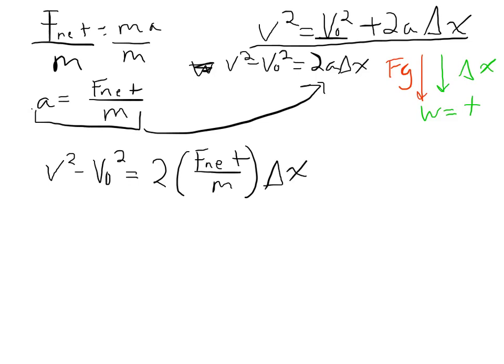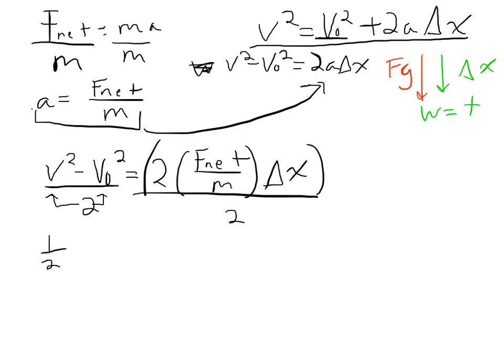Okay, the next part probably isn't going to make sense until I'm done, but now I'm going to divide both sides by 2 to get rid of this 2 over here. So divide both sides by 2. And since the 2 divided distributes to both of these, I get 1/2 v squared minus 1/2 v naught squared equals F net over m times delta x.